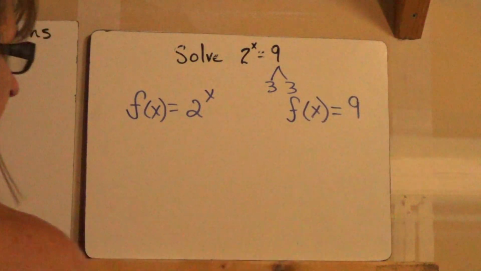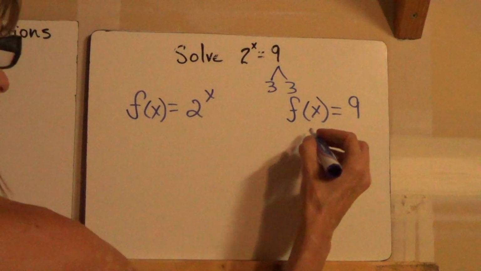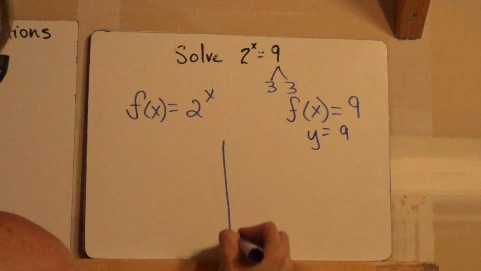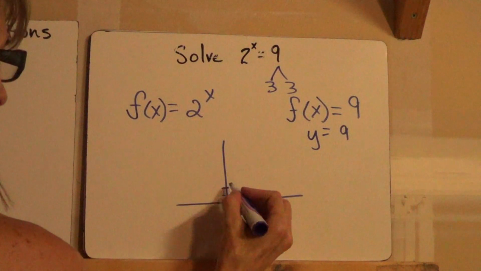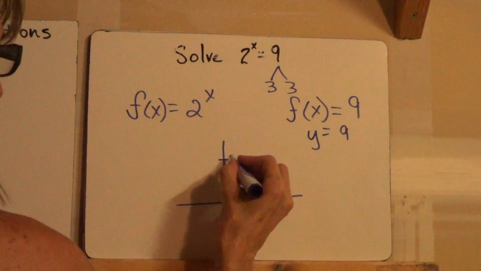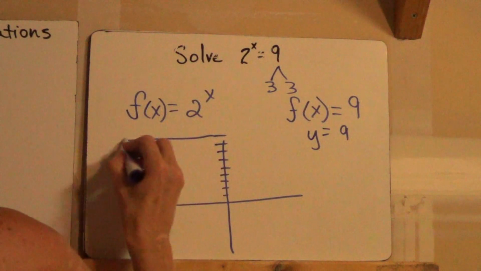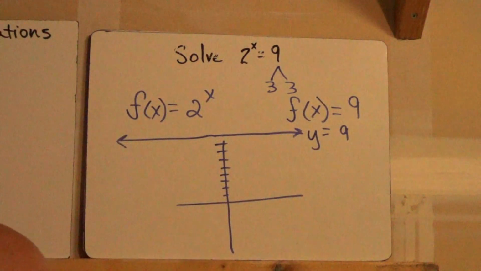equals 9. Now I just put away my graphing board, so you're going to have to forgive me. It'll be sketched in your notes anyway. f of x equals 9, that's like y equals 9. When you have one variable, you just cut through that axis. So 1, 2, 3, 4, 5, 6, 7, 8, 9. That is y equals 9.